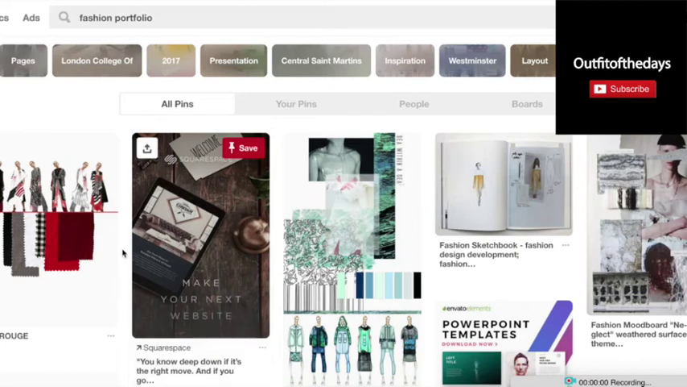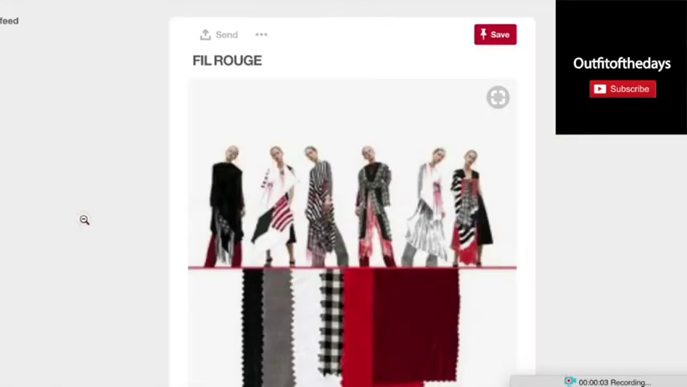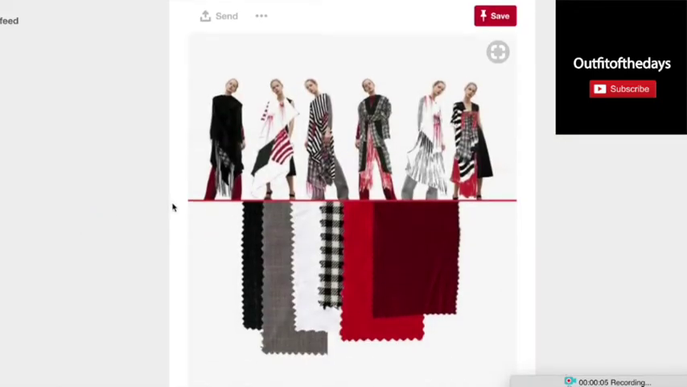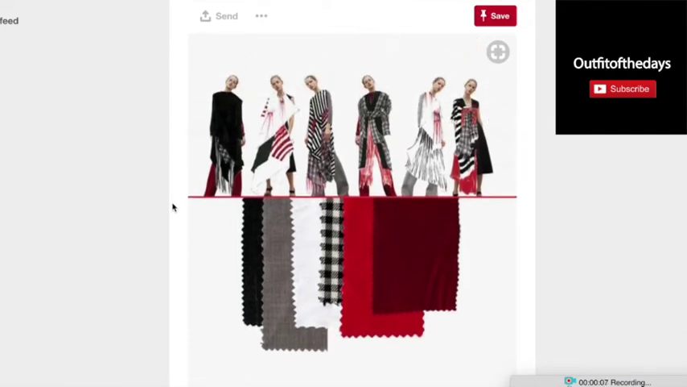Hi everyone, I just quickly wanted to talk about how I find ideas for laying out a fashion portfolio. So the first thing I do is I go to pinterest.com. I'll leave a link in the description section if you don't know what that is, but it just has tons of ideas on basically everything.